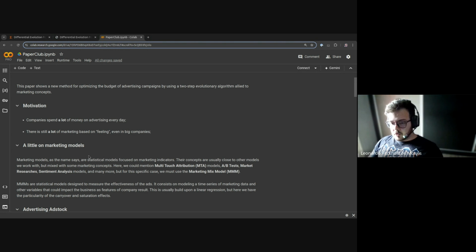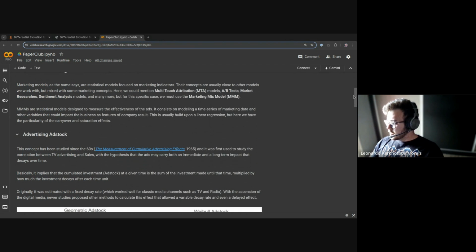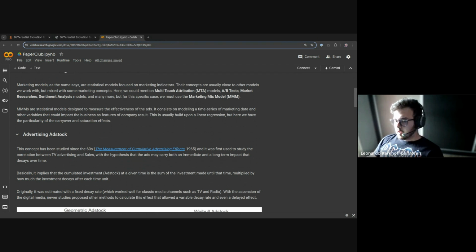So basically, Adstock is a concept that has been studied since the 60s. Back then, people were trying to find the correlation between TV advertising and the sales for a given brand or a given store. And what they found with their studies is that basically every advertisement may carry both an immediate effect and a long-term effect. So it may carry its effect over time.